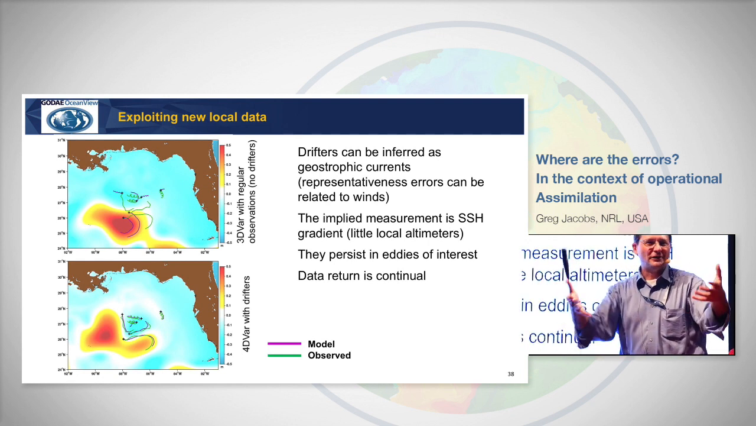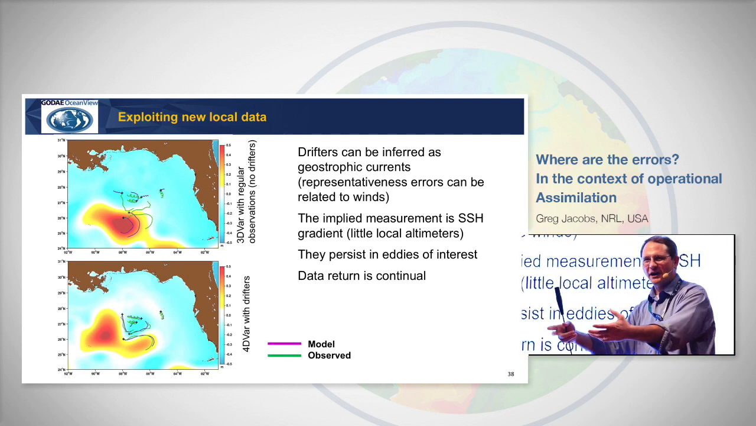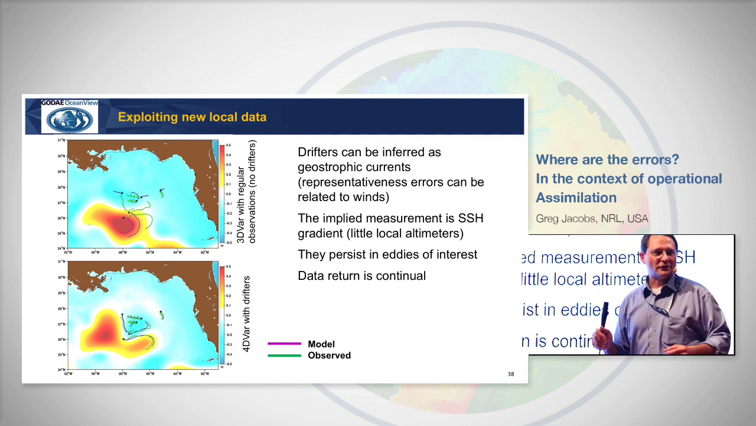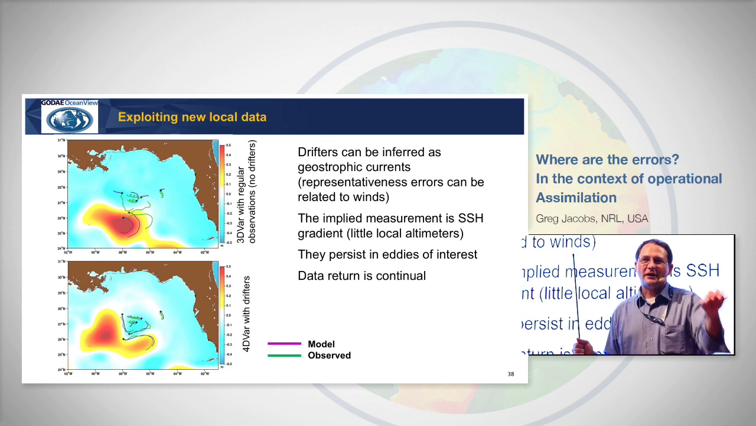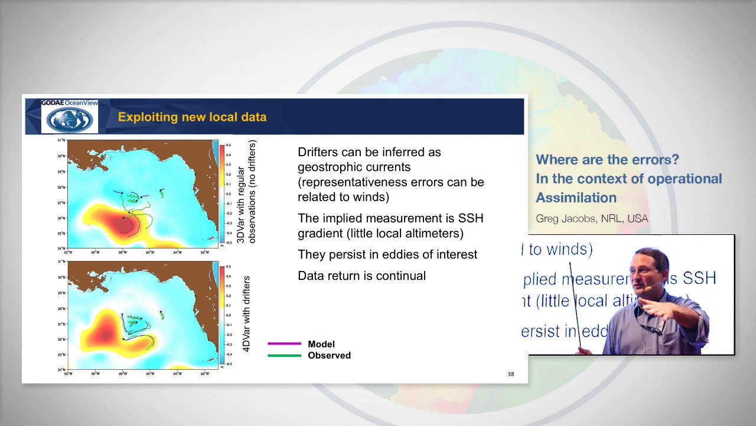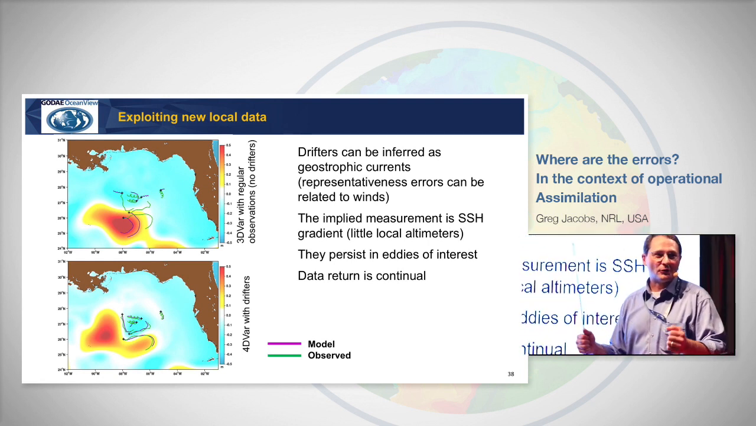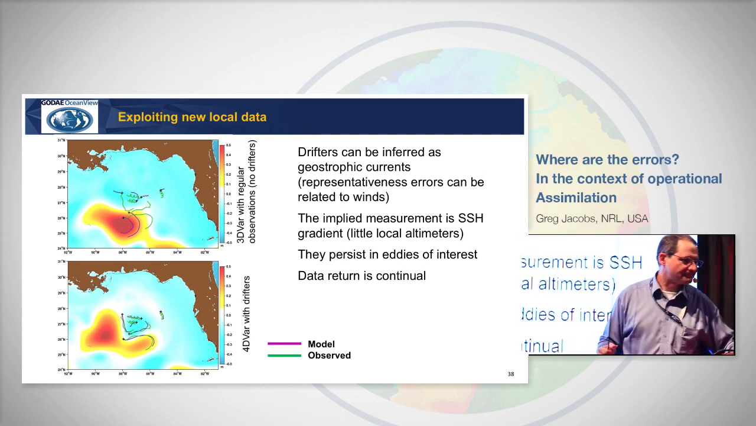They're persistent in the area you care about. So if you have some kind of high interest local event and you're wondering what the ocean circulation is, this is a great way to do it. Because what are they doing? They're acting like little altimeters. If the currents are geostrophic, they're measuring the sea surface height gradient. So they're all there in the features you care about, reporting all the time. It's not just one transect across real quick.